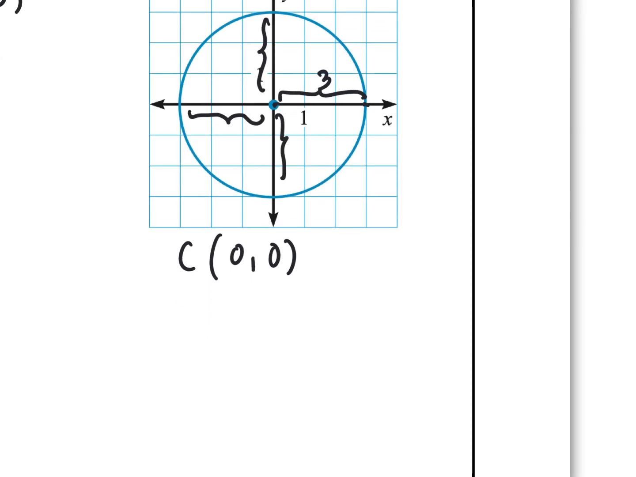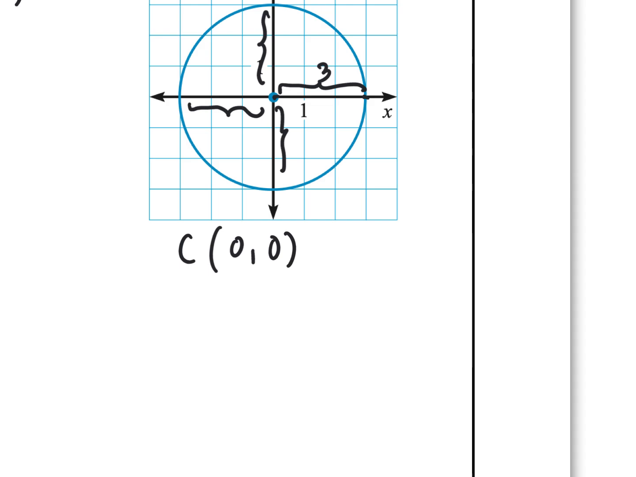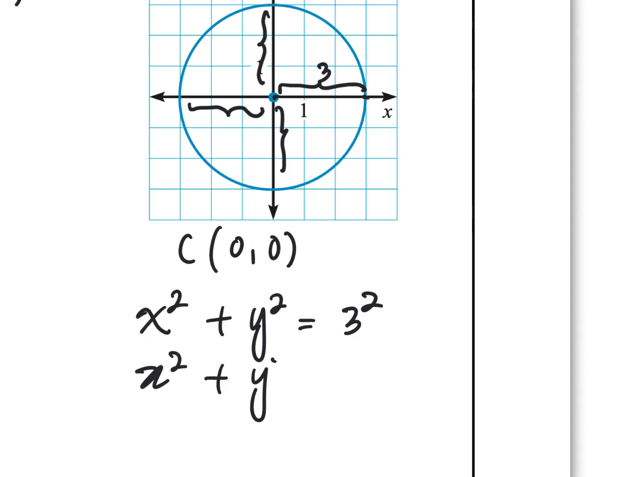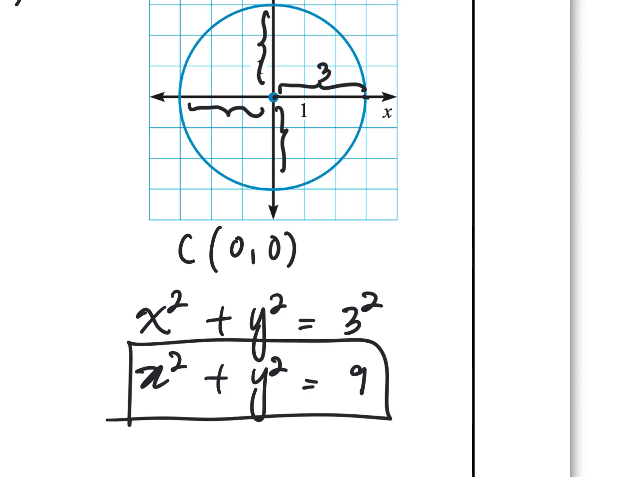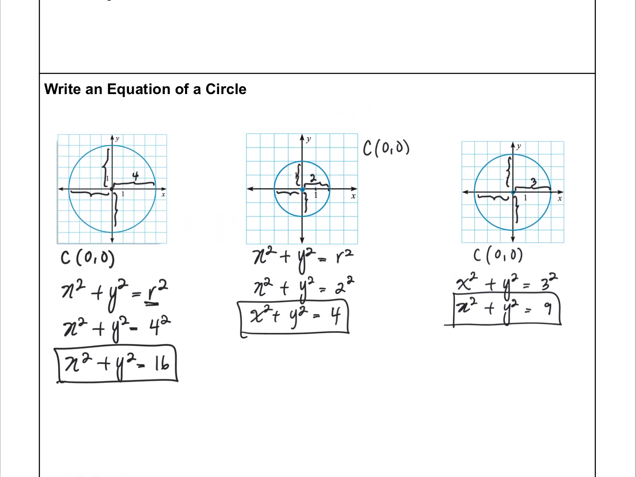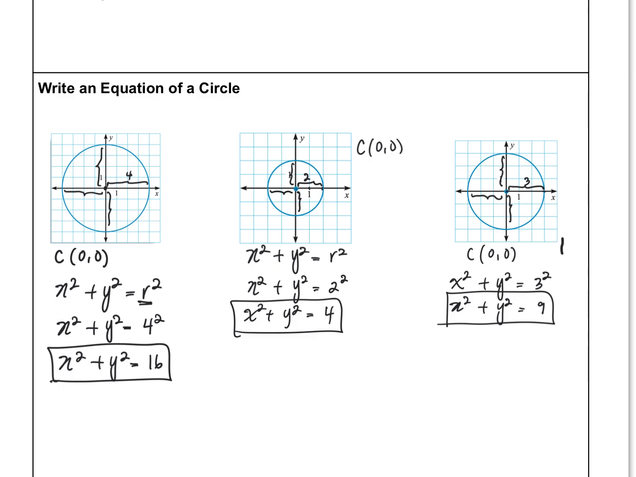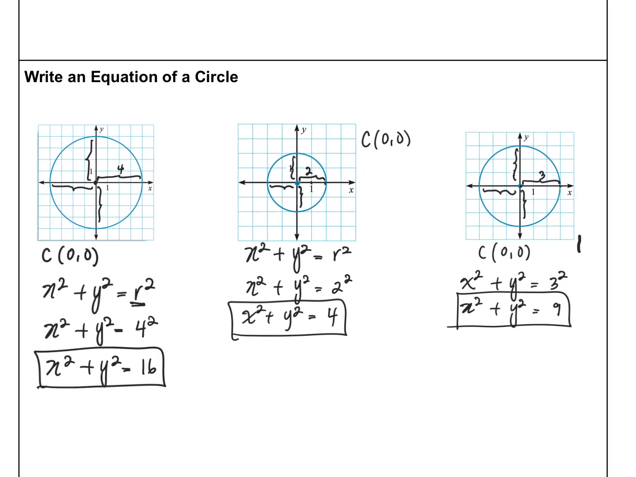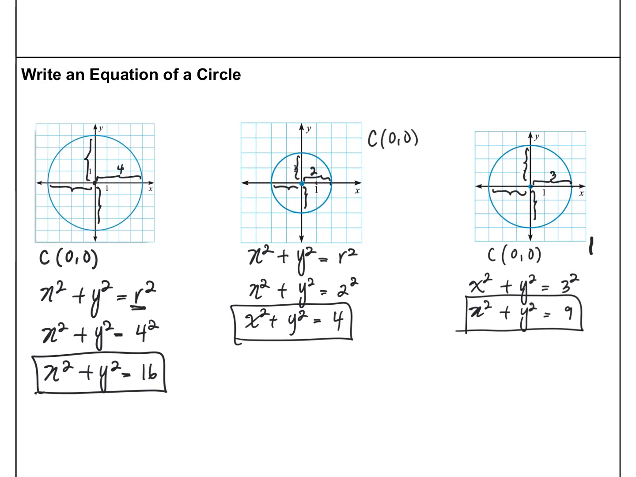So the radius is 3. So it's going to be x squared plus y squared is equal to 3 squared. Finalizing your answer is going to give you x squared plus y squared is equal to 9. Okay, so I hope you understand this simple introduction on writing the equation of a circle where the center is (0, 0), or the point of origin.